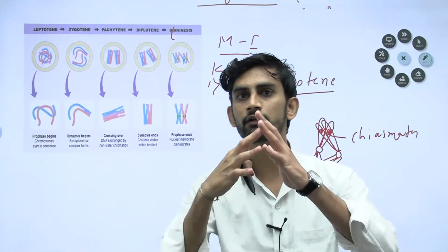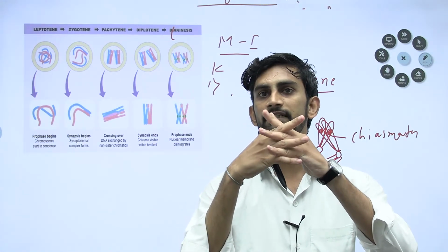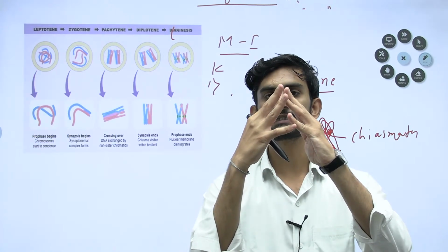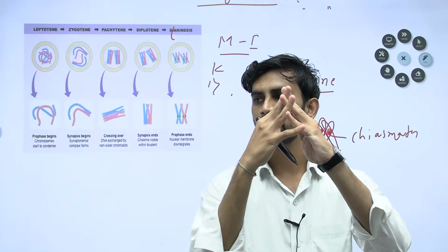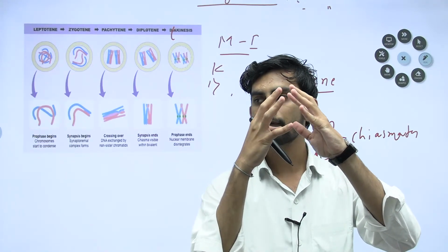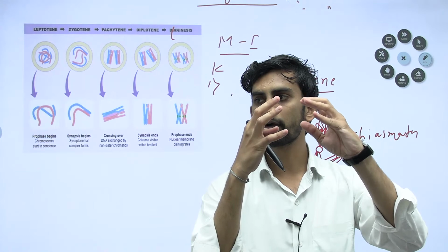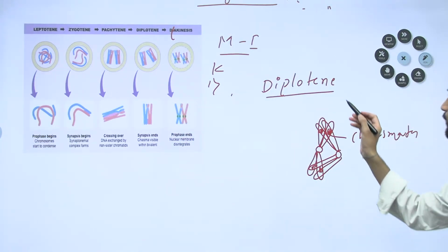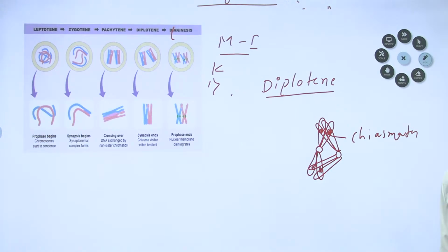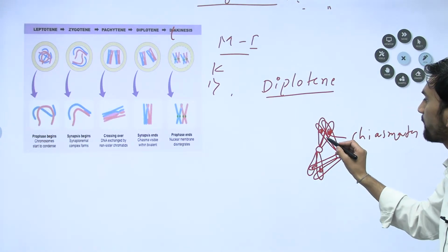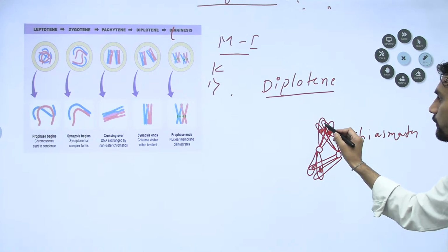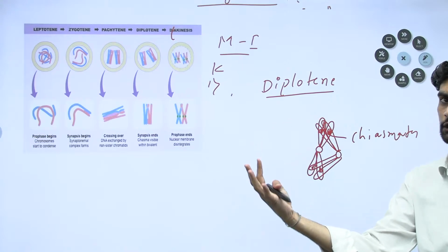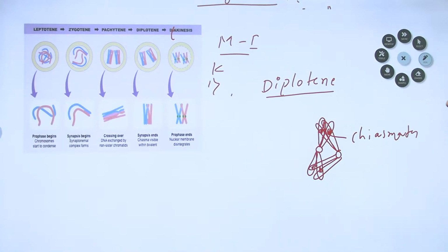So the chiasmata slowly, at the end of this diplotene stage, both the homologous chromosomes will separate like this, and finally at the end of this diakinesis, after exchanging genetic material, both homologous chromosome pairs get separated. So this is what we call the diplotene stage. Chiasmata form, and from the center the chiasmata will start moving towards the peripheral ends. After that, complete separation takes place. So this is related to the diplotene stage.